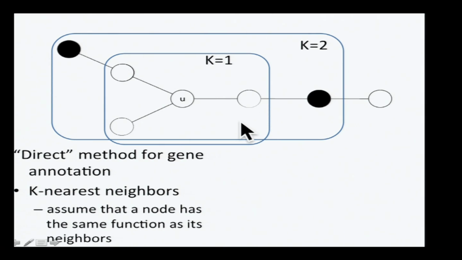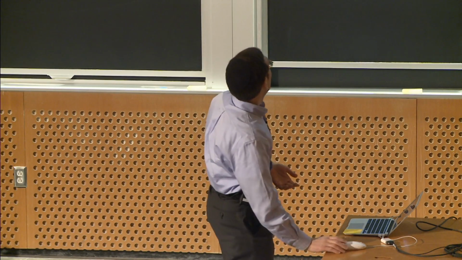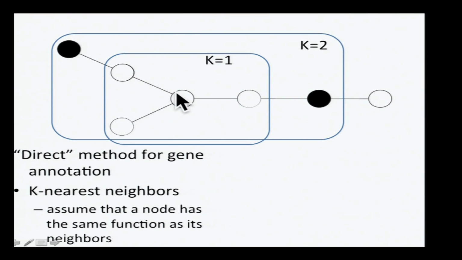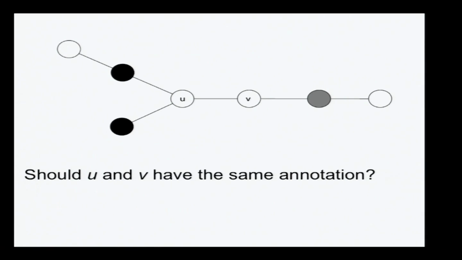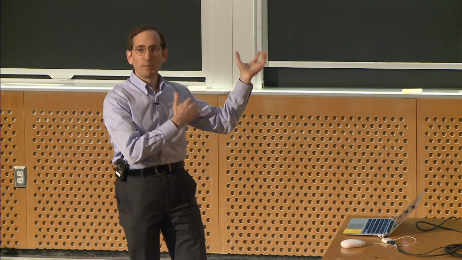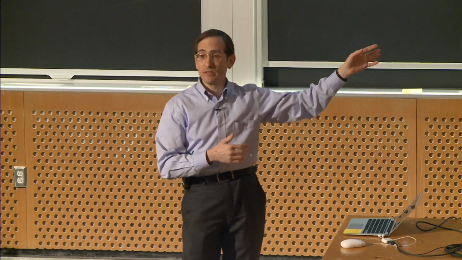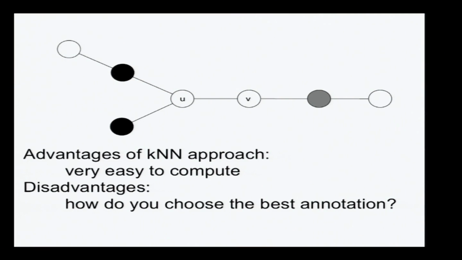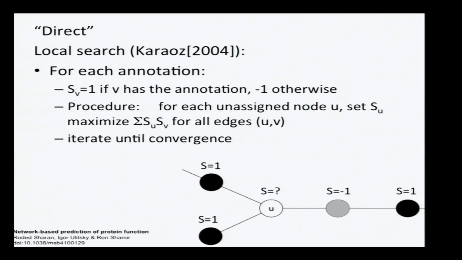Now there's a fundamental assumption going on here that the node has the same function as its neighbors, which is fine when the neighbors are homogeneous, but what do you do when the neighbors are heterogeneous? So in this case, I've got 2 unknowns, u and v, and if I just were to take the k nearest neighbors, they would have the same neighborhood, right? But I might have a prior expectation that u is more like the black nodes and v is more like the gray nodes. So how do you choose the best annotation? The k nearest neighbors is OK, but it's not optimal.